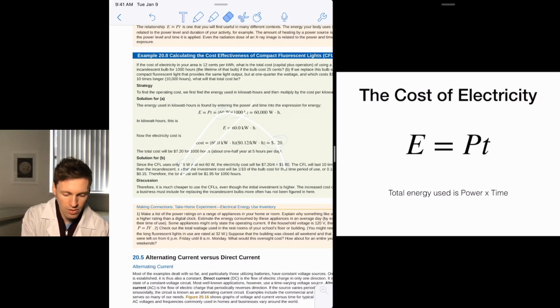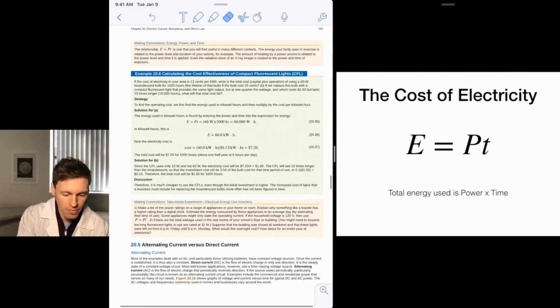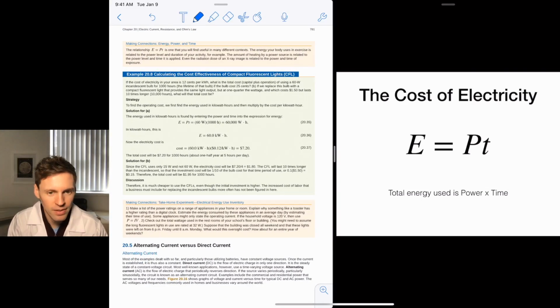And delete all this. Okay, so go through that example and then do it at home. Try to estimate how much it costs you to make a piece of toast. Yeah, let's do that.